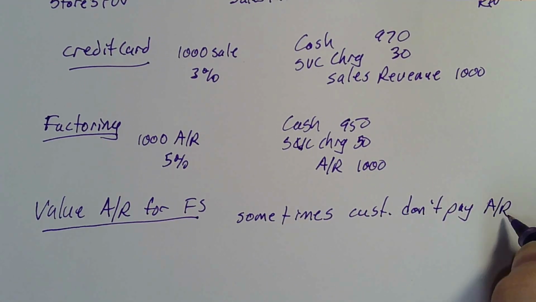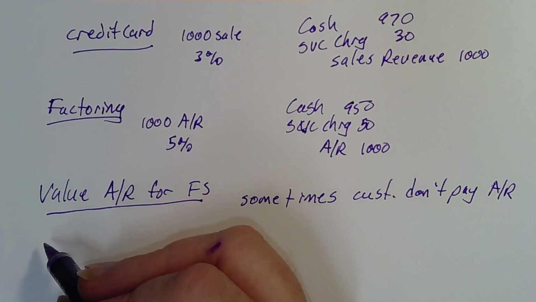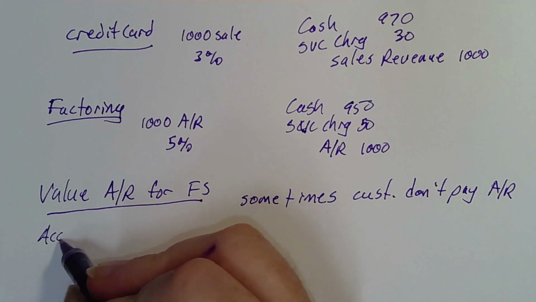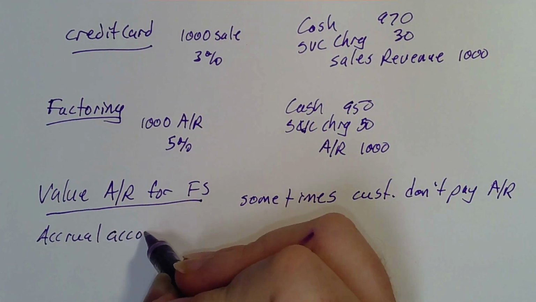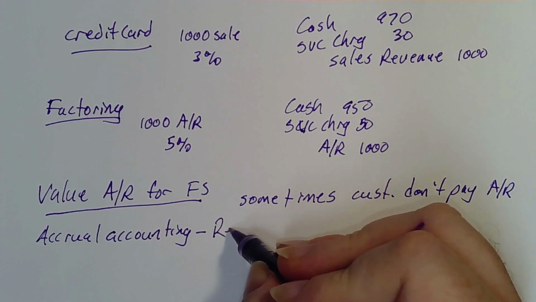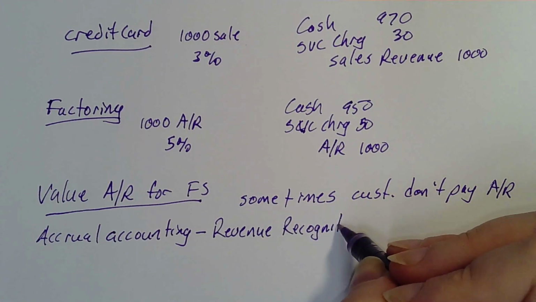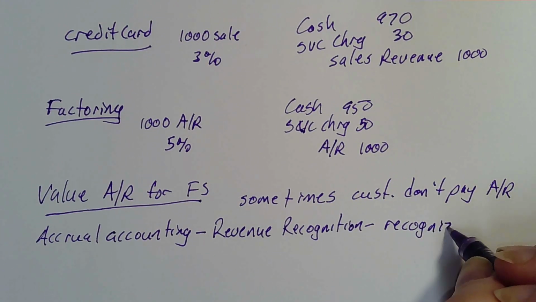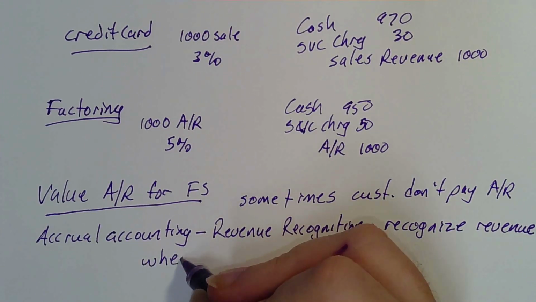Don't pay their AR. So here's an important thing to remember from what we've discussed before. The type of accounting that we study here in the U.S. and in accounting courses is called, if you recall, accrual accounting. And that specifically is resting on one important rule, the revenue recognition rule. And if you remember, revenue recognition states that we only recognize revenue when it is earned. And what do I mean by that?